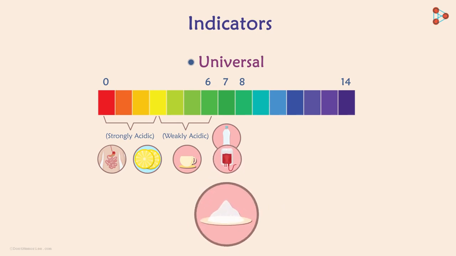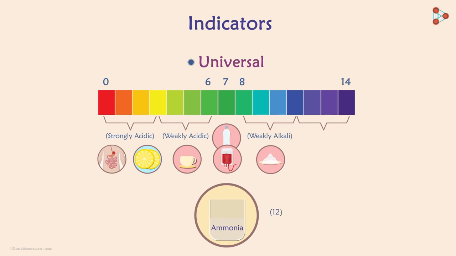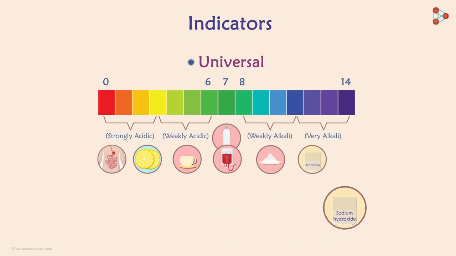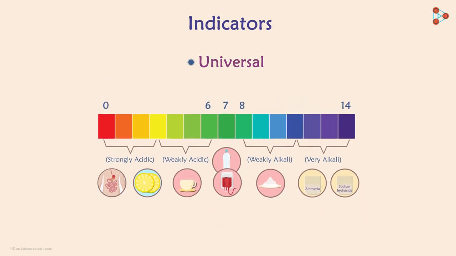Baking soda has a pH of around 8.3, which tells us that it's weakly alkali. Household ammonia has a pH of around 12. Yes, very alkali. And a sodium hydroxide solution has a pH of close to 14. Extremely basic.